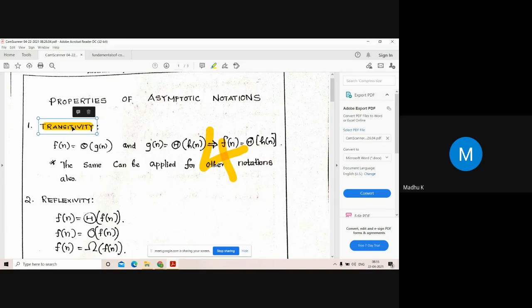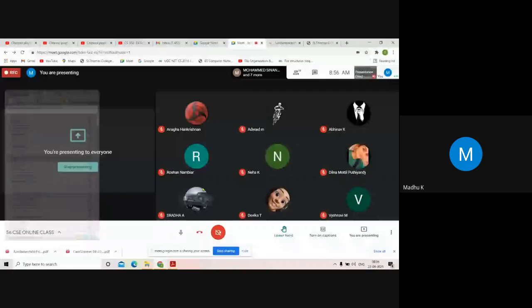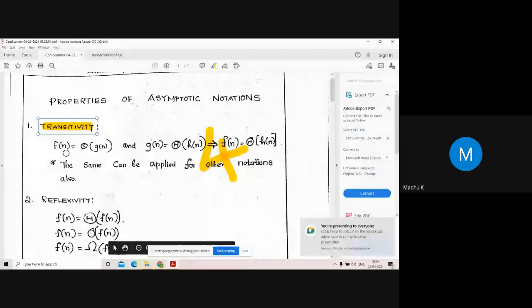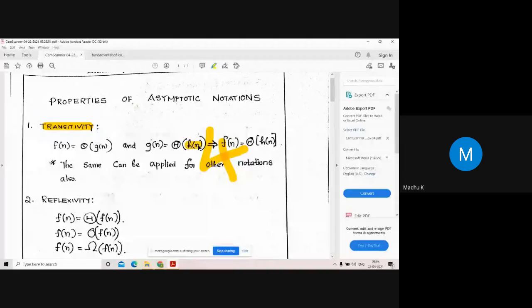The transitivity property is satisfied. So what is transitivity? For example, f(n) = theta of g(n), and g(n) = theta of h(n). Then f(n) = theta of h(n). That is the transitivity property, and the same can be applied for other notations also, like big O, little o, omega, little omega, etc. Transitivity can be applied for all notations.